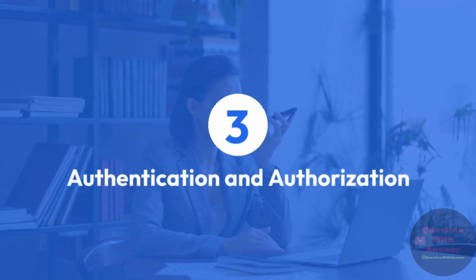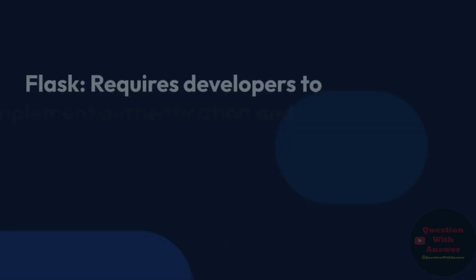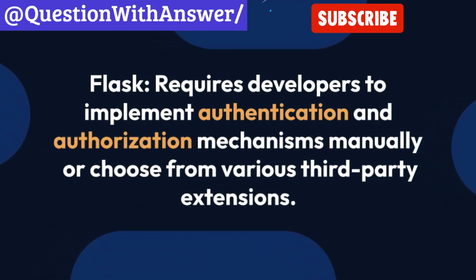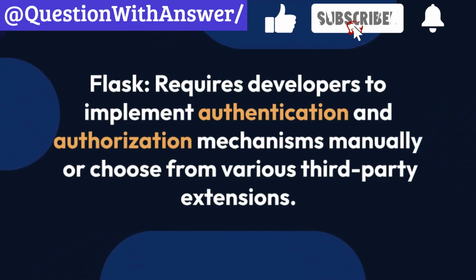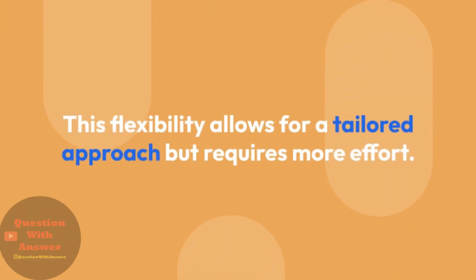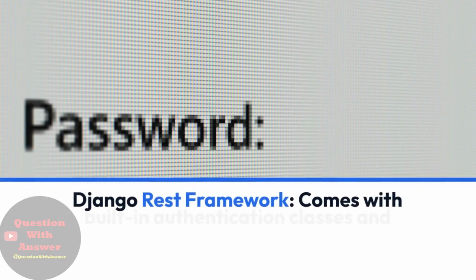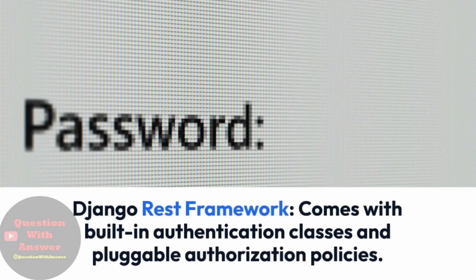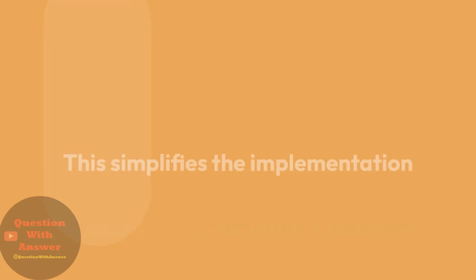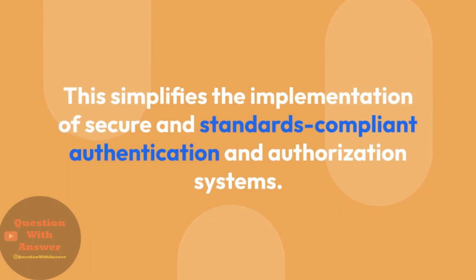3. Authentication and authorization. Flask requires developers to implement authentication and authorization mechanisms manually or choose from various third-party extensions. This flexibility allows for a tailored approach but requires more effort. Django Rest Framework comes with built-in authentication classes and pluggable authorization policies. This simplifies the implementation of secure and standards-compliant authentication and authorization systems.